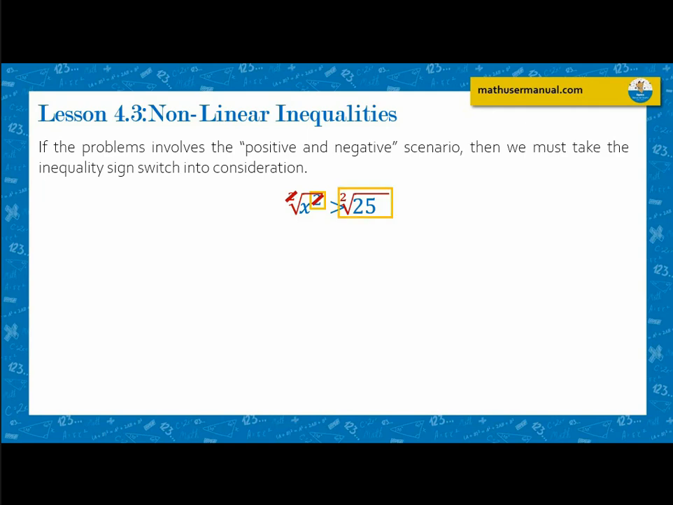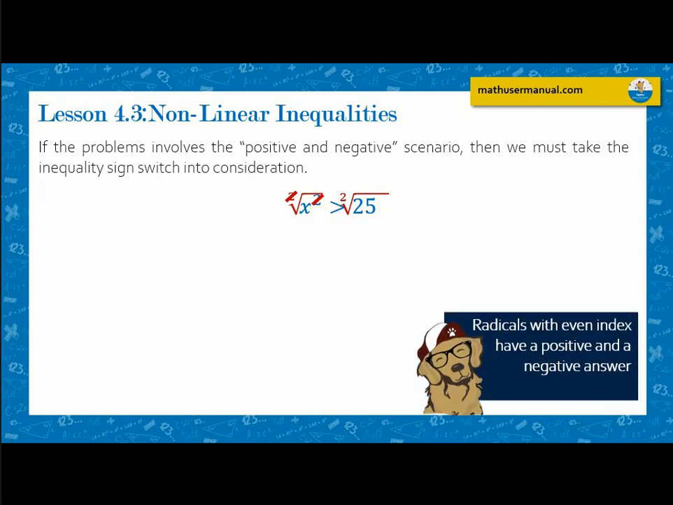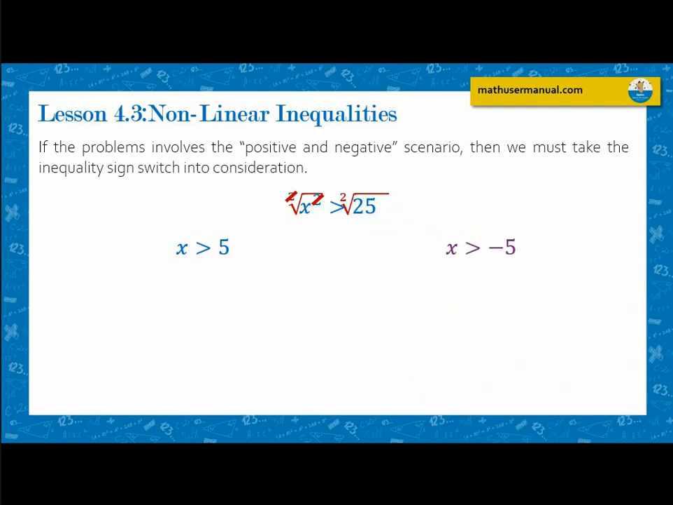And if we take the square root of 25, we have to pay attention one more time that the index of the radical is an even number. 2 is an even number, so we must consider both the positive and the negative solution. This means we have to consider x is greater than 5 and x is greater than negative 5, both the positive and the negative solution.